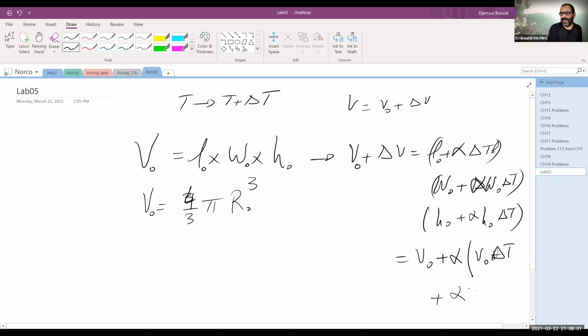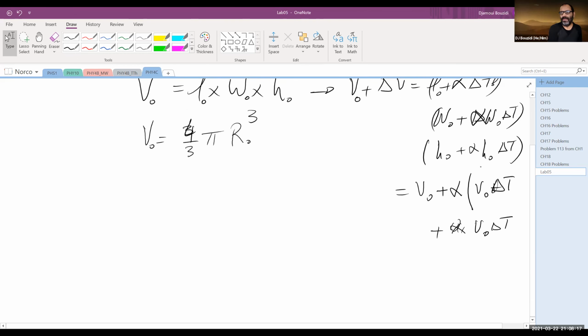So again, I took alpha out. It's going to be alpha V naught times delta T, plus another term that involves alpha also: alpha H naught delta T times W naught times L naught. That too is alpha times V naught times delta T, plus some quadratic terms in alpha squared. I'm going to ignore anything of the order of alpha squared. That is the whole purpose of this.